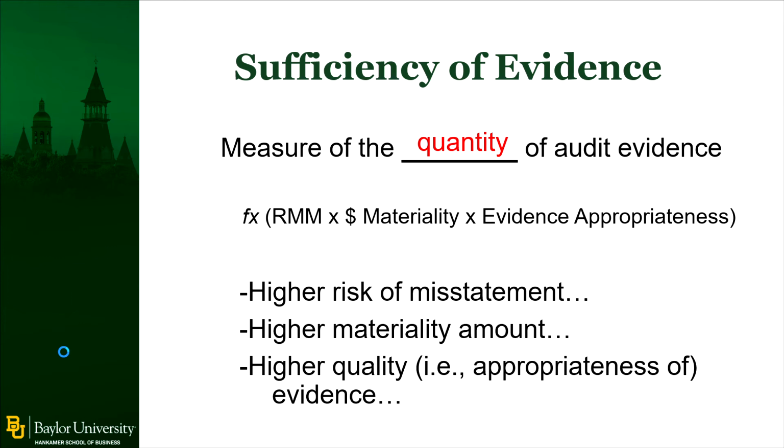And then evidence appropriateness, which is the next characteristic of evidence I'll break down on the next slide. The higher quality it is, appropriateness relates to the quality of evidence, then the less I need of it. Okay, so higher quality meaning I need less quantity. So there's an inverse relationship there. However, if it's poor quality evidence, then I need more of it to make me as an auditor feel comfortable that the financial statements are fairly stated.